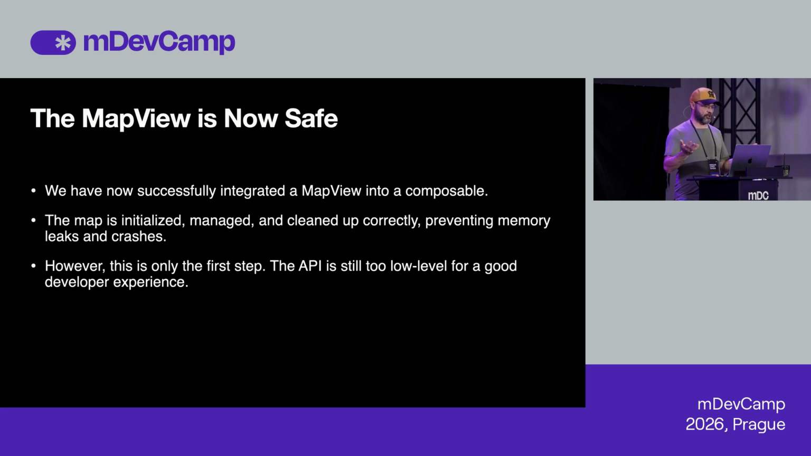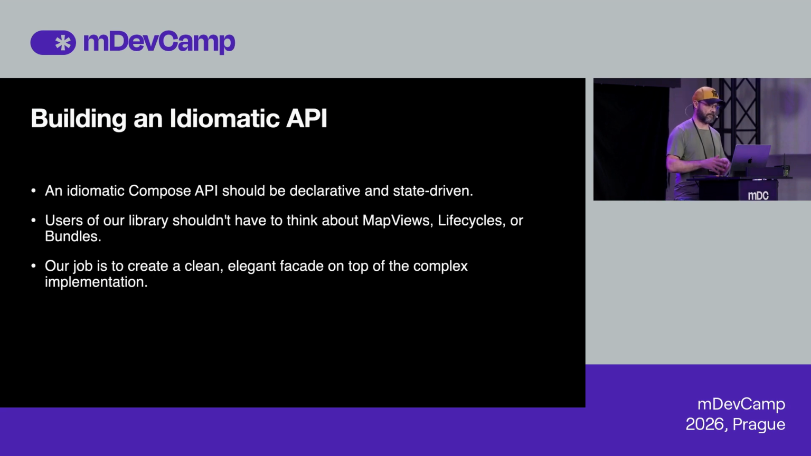But as you know, this might not be the final step. This API is still very low level for a good developer experience. And maps are more complex. We need to add things like markers, polylines. We have many other operations, move the camera, etc. So we need to build an idiomatic API. An idiomatic Compose API needs to be declarative and state-driven.